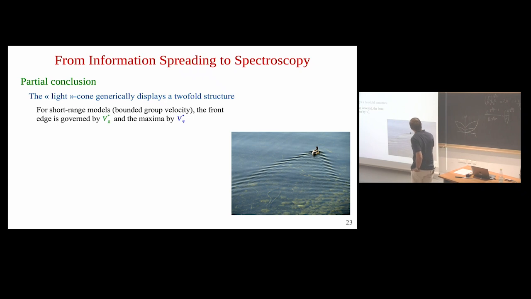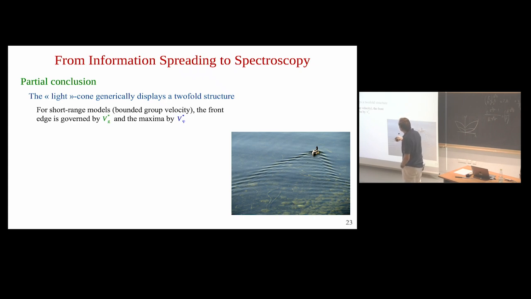This reminds you of, for instance, the swim of a duck in a lake, where you observe the same kind of thing. You have an edge propagating at a certain velocity, and maxima that propagate at a different velocity. So the first take-home message is: be careful when you try to infer the locality of this kind of correlation spreading. Do not look at the maxima, really look at the edge.